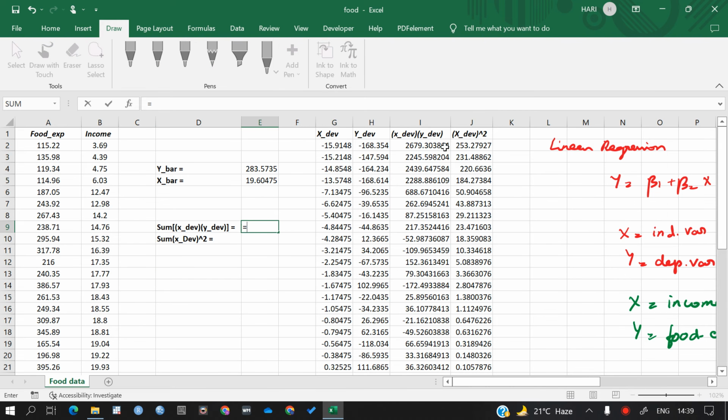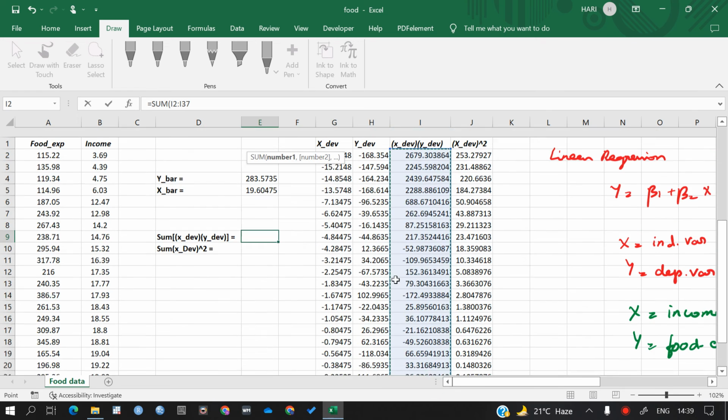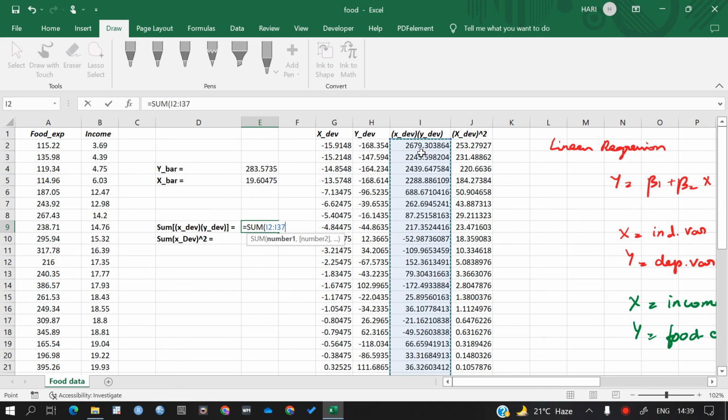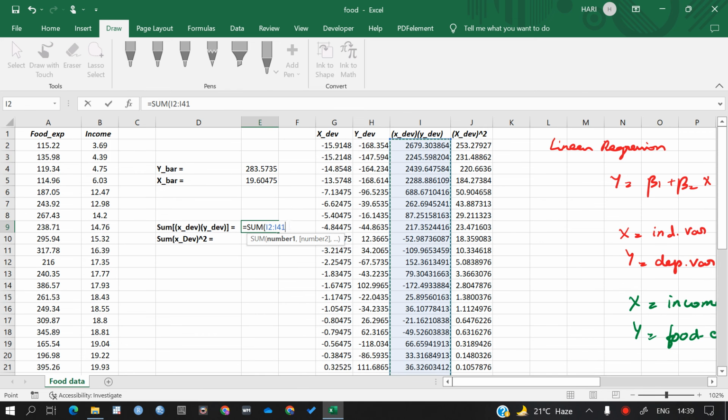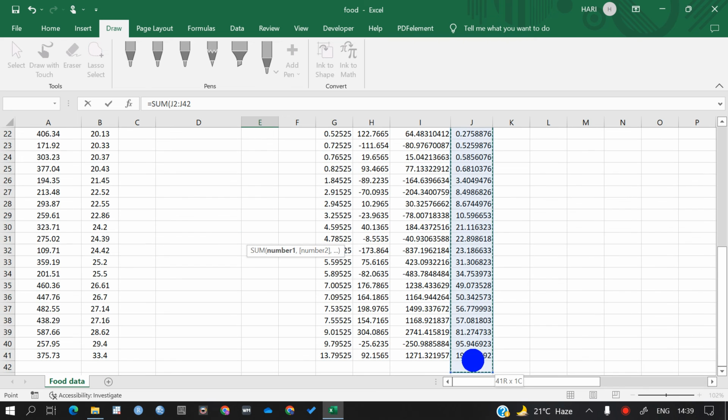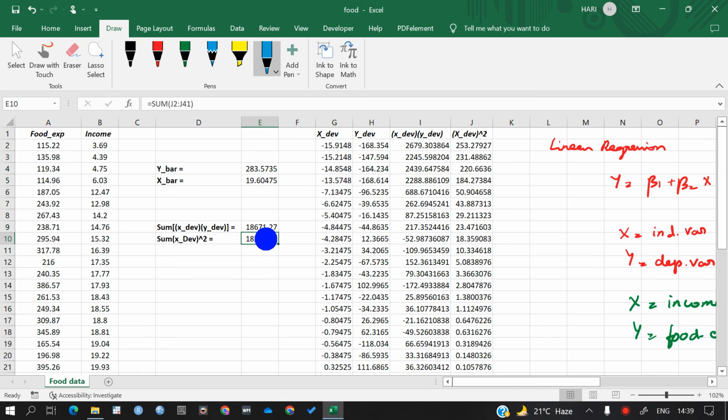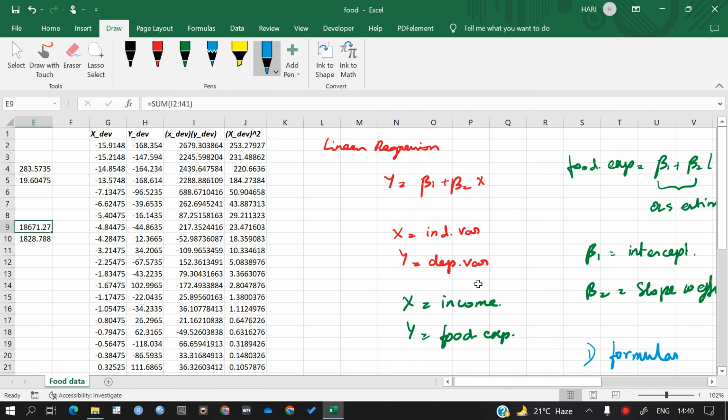So what is the formula to calculate the total value of this? That is sum, and we need to select the range for which we need to find the sum. So we need this column. So I'm selecting the column. I2 to I41 I have selected. So we have calculated the value for x deviation into y deviation. Similarly, for x deviation square, we need the sum of this column, the x deviation square column. So I am selecting from J2 cell to J41 cell. So this is the sum of x deviation square. So we have calculated the values for both the numerator and denominator.